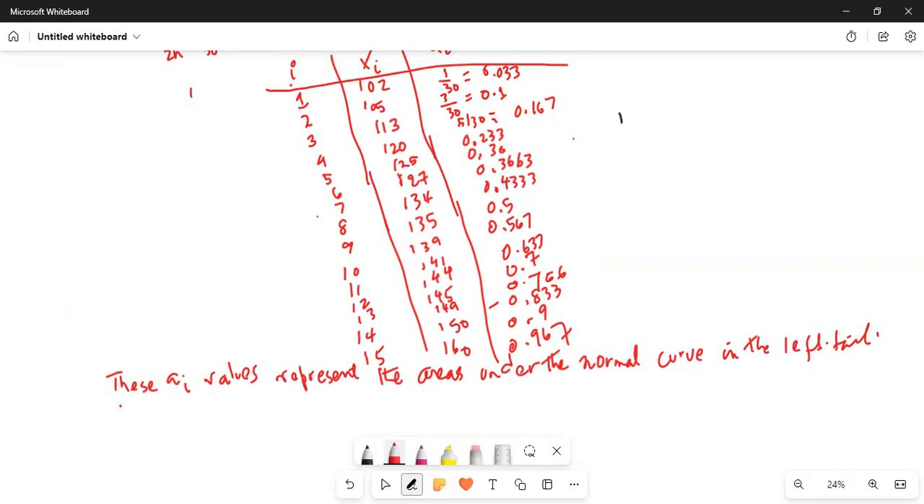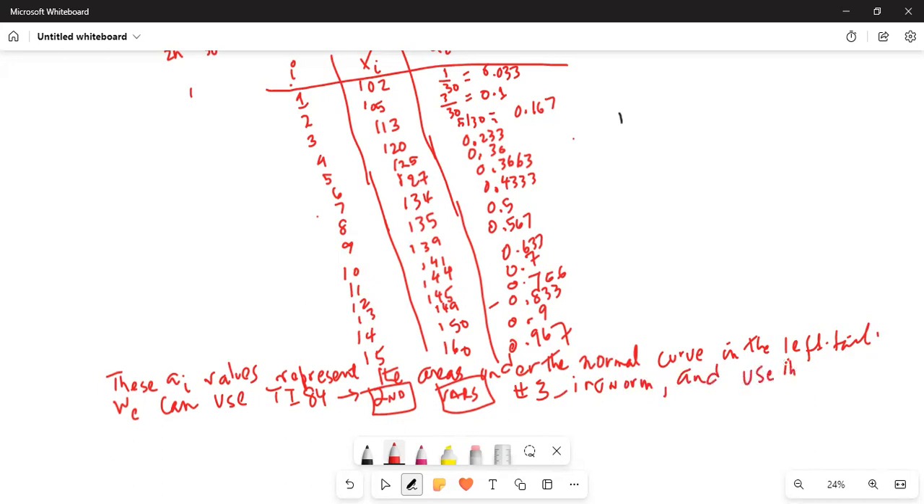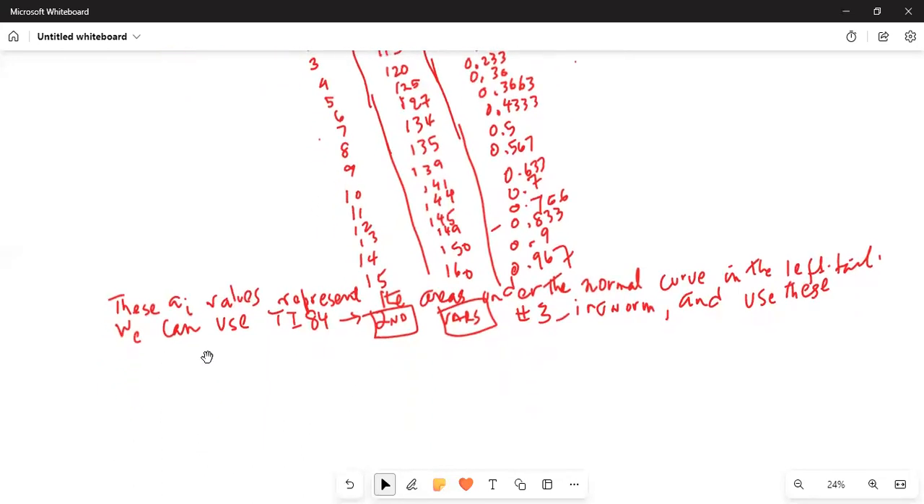We can use the TI-84: second key, then VARS key, and number 3, invNorm, and use these areas to find the corresponding z-scores.